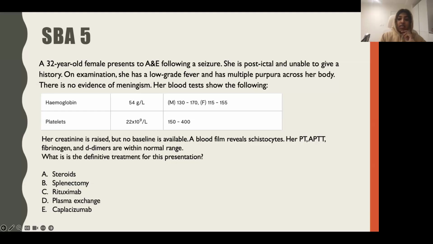Her PT and APTT, fibrinogen, and D-dimers are all within normal range. What is the definitive treatment for this presentation?